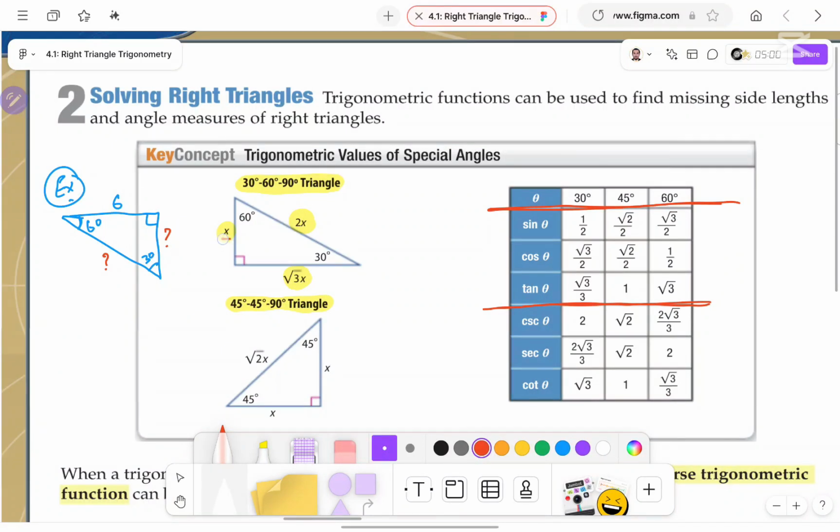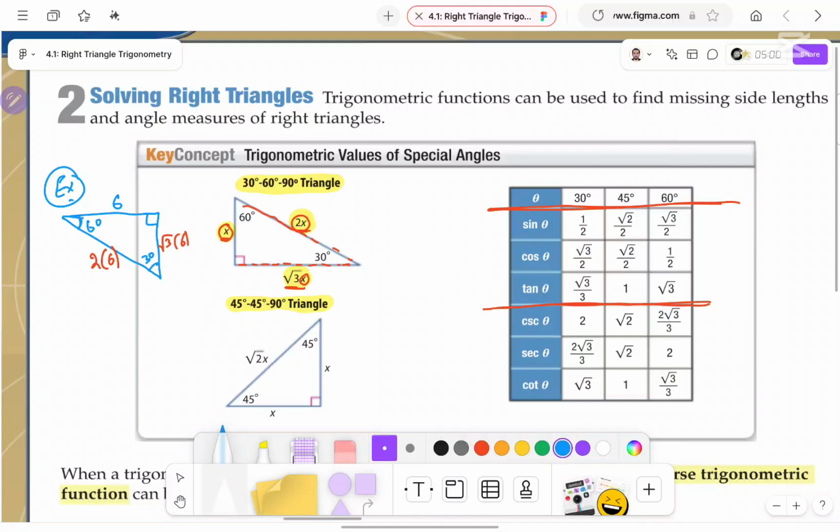By using the rule. If this is x, this is 2x, this is square root of 3 times x. So if x is given, I can just multiply x by 2 to get the hypotenuse, and I can also multiply x by the square root of 3 to find the long side, the side below here. So this side, which is opposite the 60, will be square root of 3 multiplied by 6, and the hypotenuse is 2 multiplied by 6. So I can know the answer.